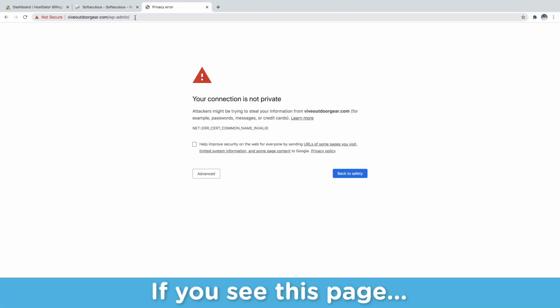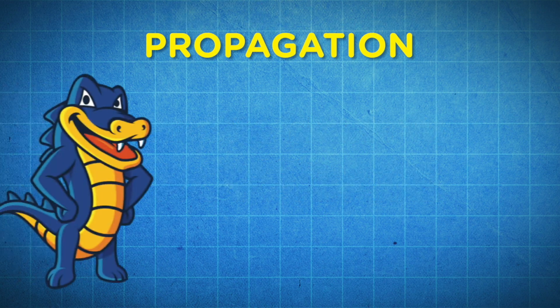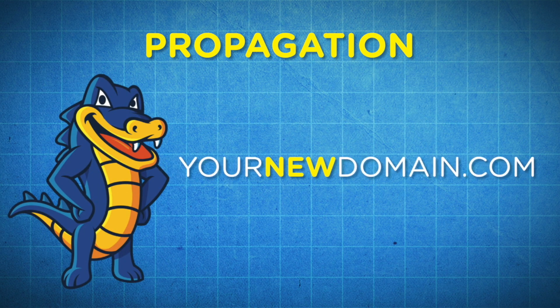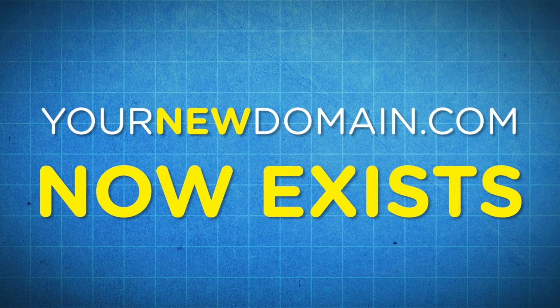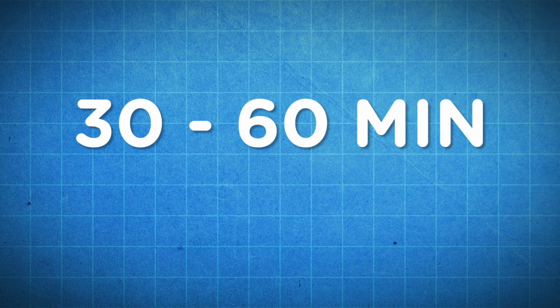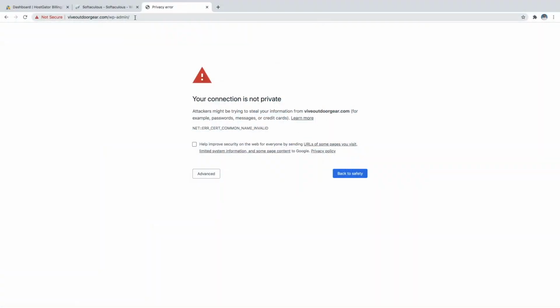And if you get taken to a page that looks like this, it's because your site has to propagate. And what that means is that HostGator now has to send out your new domain name that you just registered across the entire world to let every server in the world know that, hey, this new domain name now exists and it's live. And this process can take anywhere from 30 minutes to an hour, and it really usually only takes about 10 minutes for me, but it can actually take up to 24 hours. So don't panic if you don't see the WordPress sign-in just yet. Just refresh the page every now and then, or go to this new domain name right here and just check on it every few minutes.